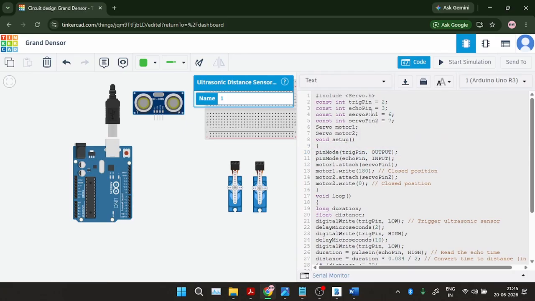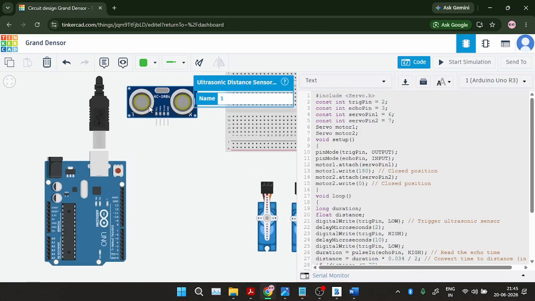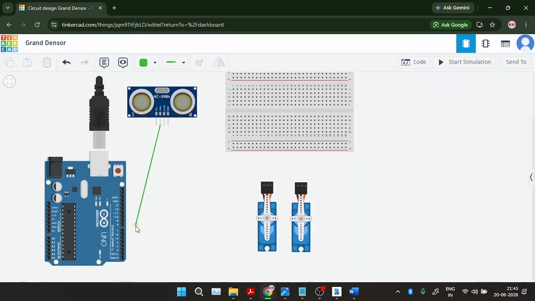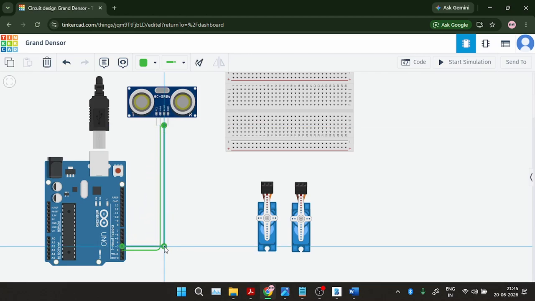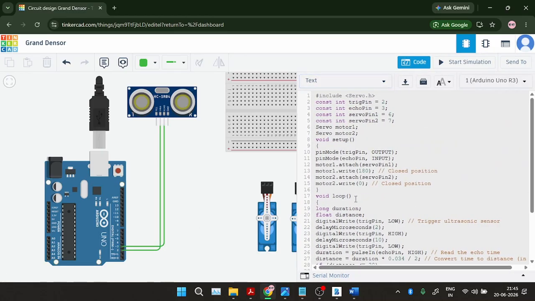make the connections. So the trigger pin of the ultrasonic sensor is connected to pin number 2 of the Arduino board. And of course, yeah, pin number 3 is not that one. Pin number 3 is connected to the echo pin, right? What I'm going to do is I'm just going to place it this way, right? Yeah. Now pins number 6 and 7 are connected to the servo motors.